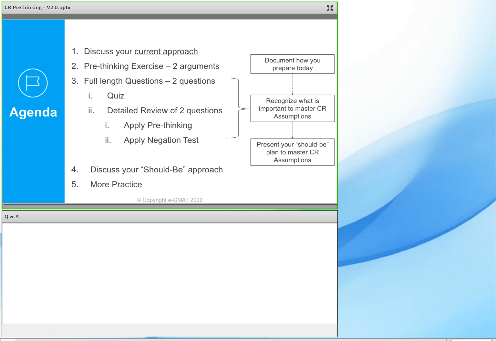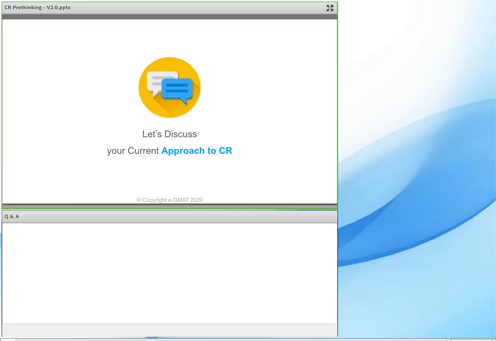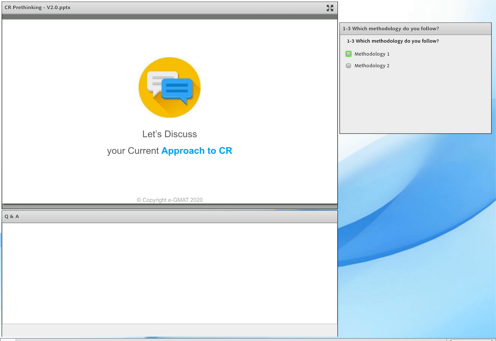At a very high level, we're going to start with how you are preparing today, how you are approaching CR questions. Then we're going to talk about what is important to master assumptions, and then discuss what your approach should be. So let's talk about your current approach to critical reasoning. On the next slide, I'm going to talk about two predominant approaches, and you have to choose which methodology you use.